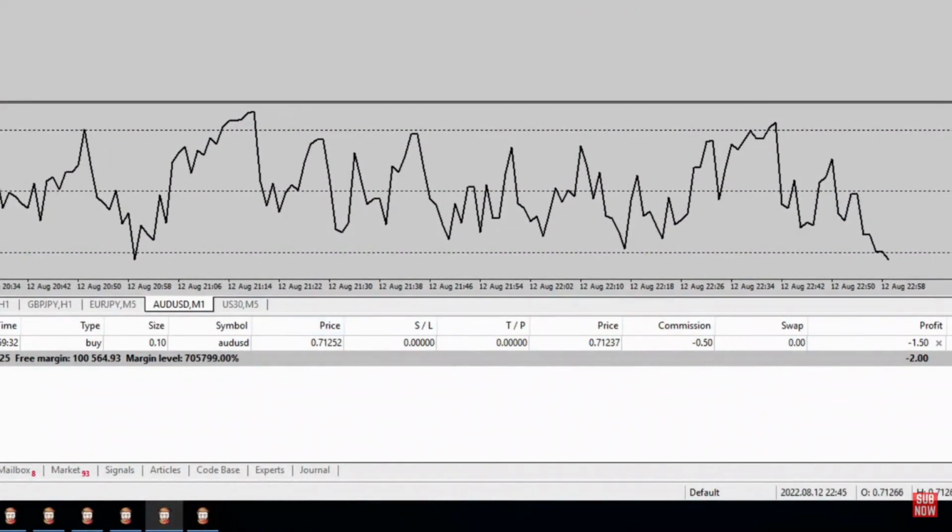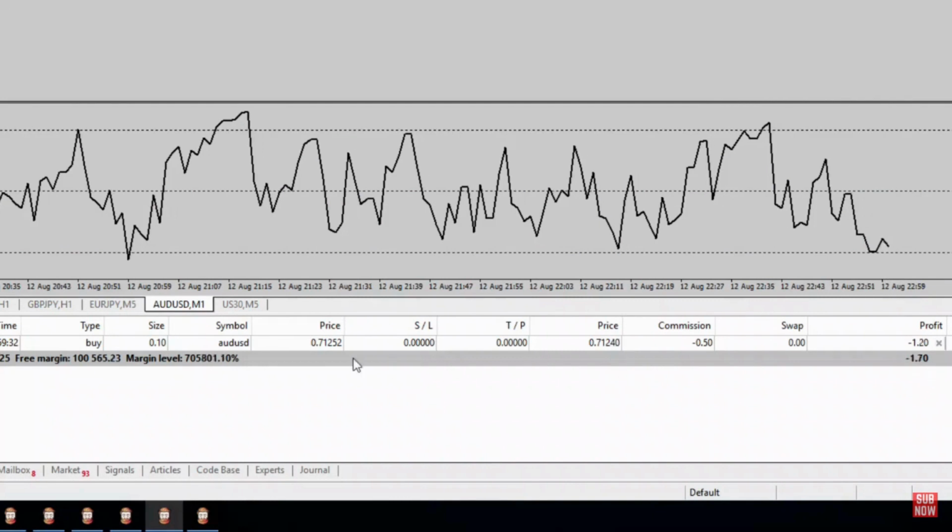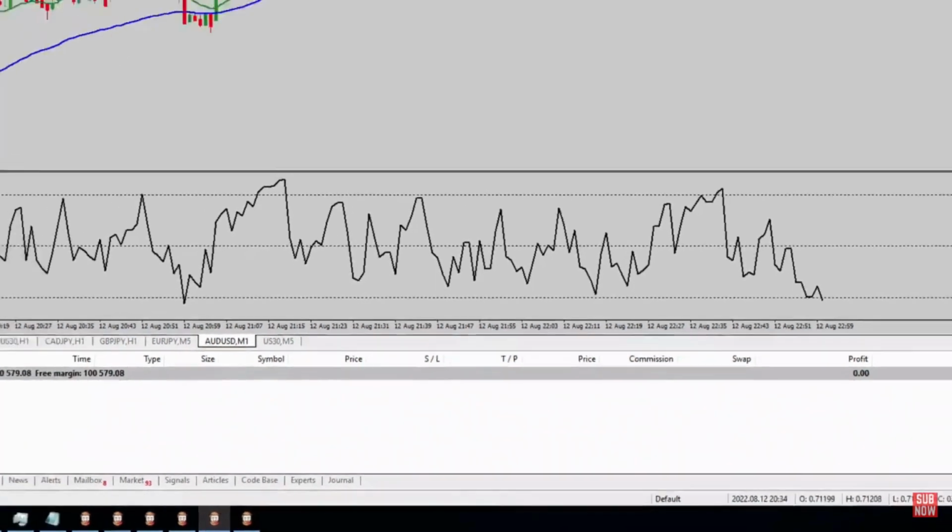What that means is I've got so much room. This currency pair does not move very much. I'm not going to make a lot. I'm not going to lose a lot. So we're right now at about a $2 loss. And let's go ahead and close that out. So notice 705,000% margin, which is huge. So let's close that and let's bid a lot more.